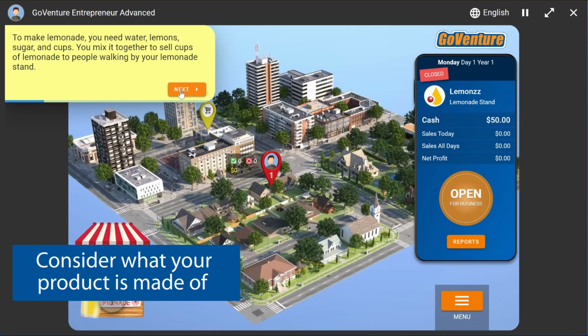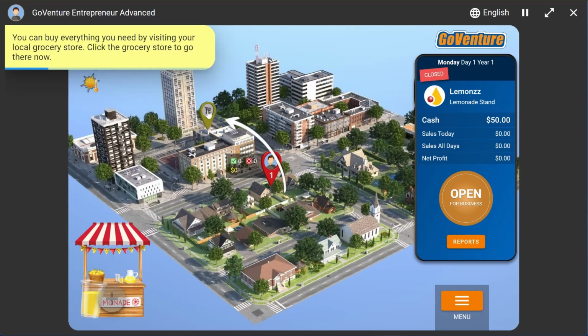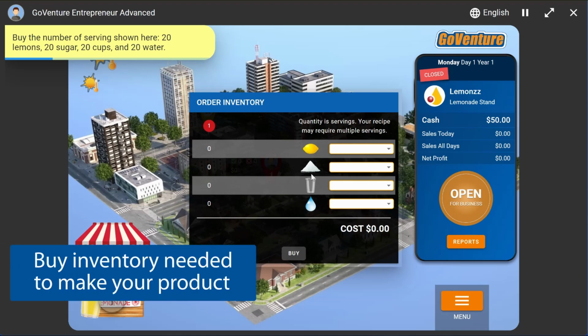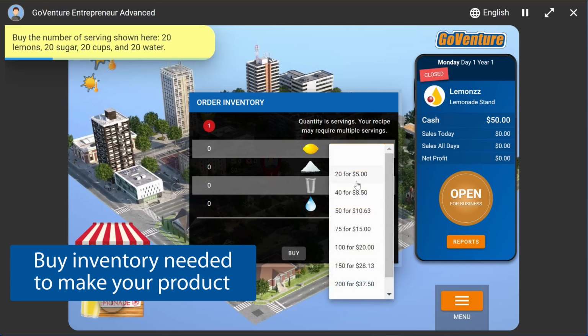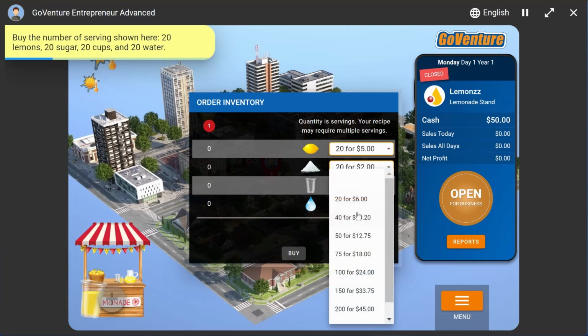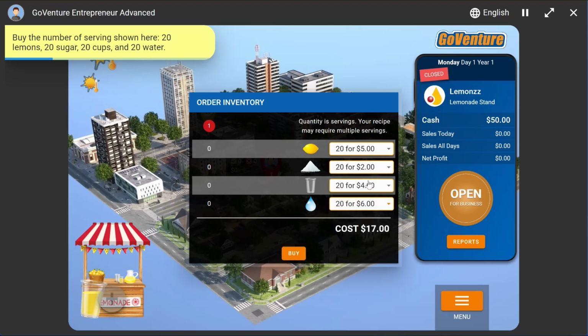And we mix it all together and we sell a cup of lemonade. And what we're going to do now is we're going to go to the grocery store where we can buy lemon, sugar, cups, and water. And the tutorial is telling me to buy 20 of each. And you'll notice there's a certain price for each of these. So 20 servings of water are going to cost us $6. And you can see the other costs.